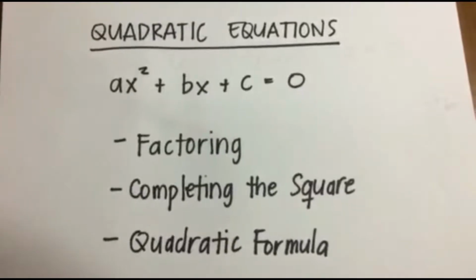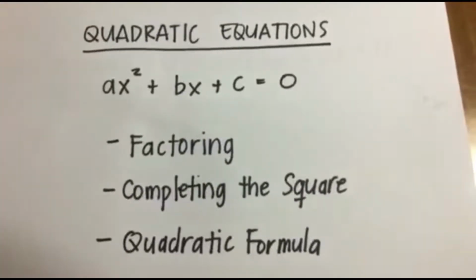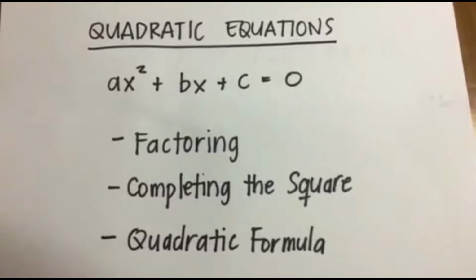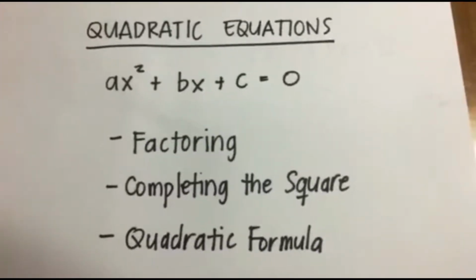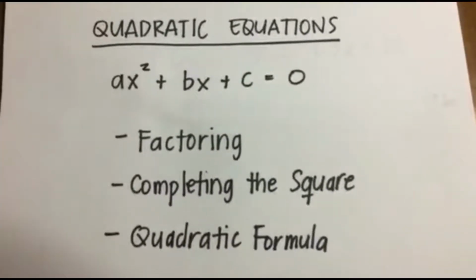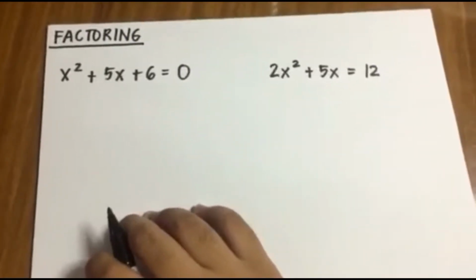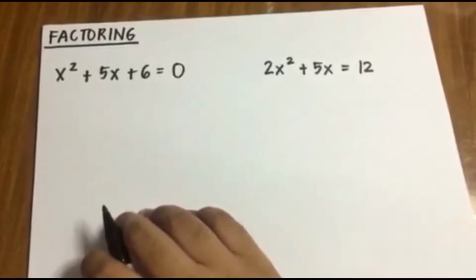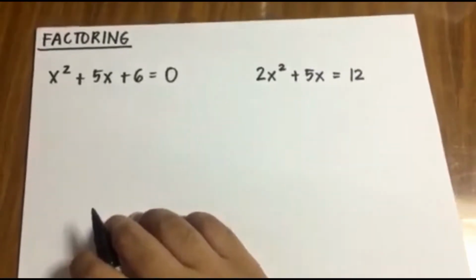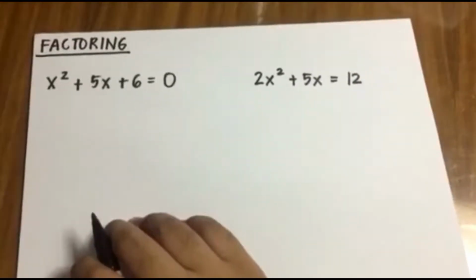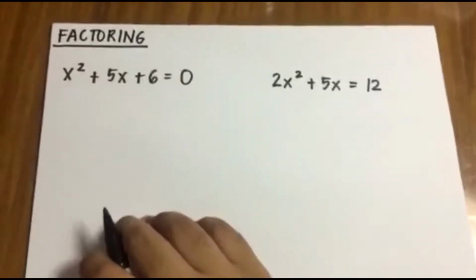There are three ways to solve quadratic equations: by factoring, completing the square, and by using the quadratic formula. Let's discuss them one by one, starting off with factoring. Here we have two examples, and notice that the second example is not equated to 0, but we'll get onto that in a while. So let's start off with the first example.